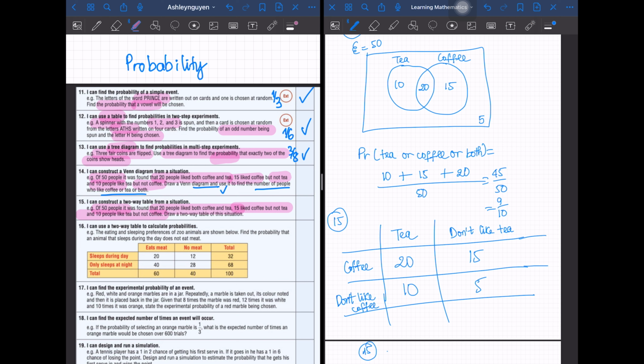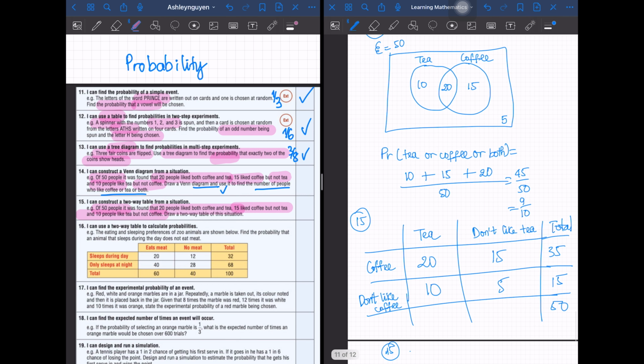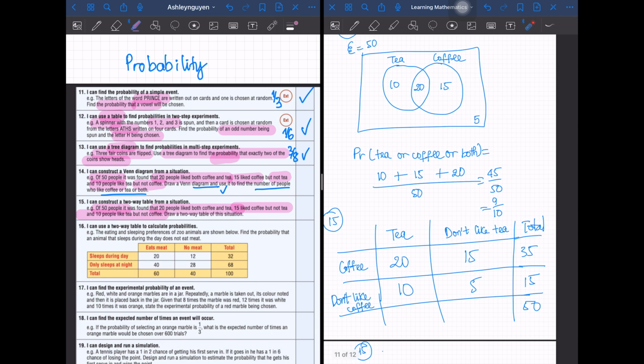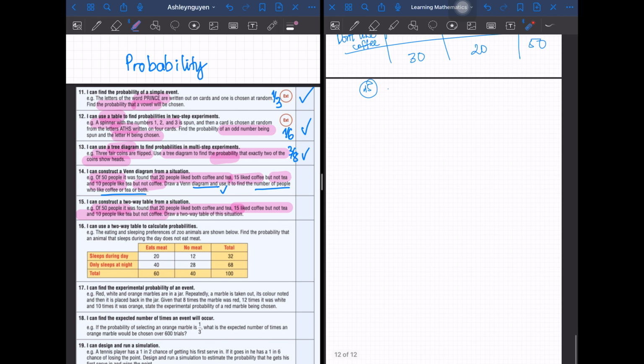Alright, for the two-way table, you need to have an additional total. So 20 plus 15 gives you 35, plus 10 plus 5 gives you 15, equals 50. 20 plus 10 over here, total gives you 30. 15 plus 5 gives you 20. So to double check with the two-way table, whenever you add it up vertically or horizontally, it should have the same result in the corner. Alright, that's it for 15.